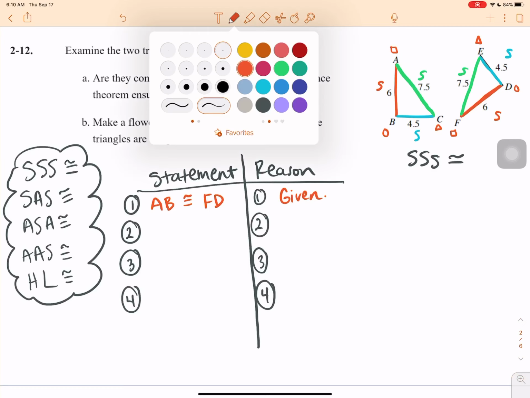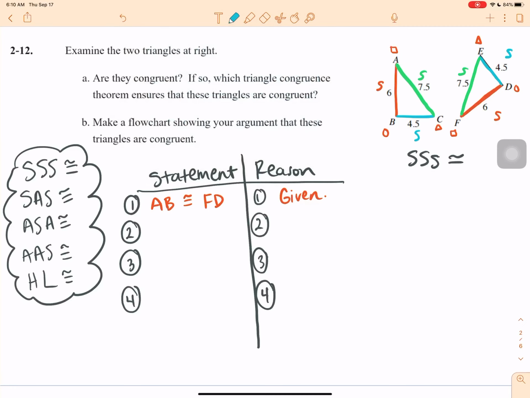That's the best way to learn, is see if you can do it on your own and then see how I do it, okay? So then now for the blue, we know BC is congruent to DE. And again, that one was given. We were told that they both have a side length of 4.5 units, okay? And then we have side CA is congruent to side EF. And again, that one was given as well.